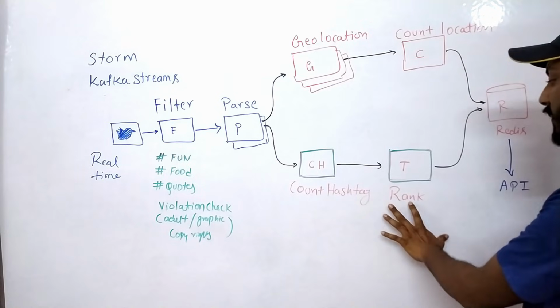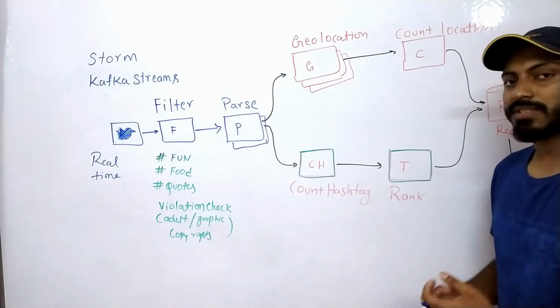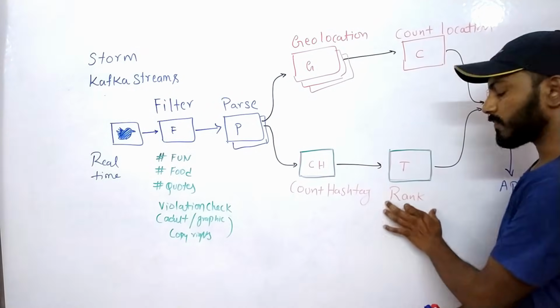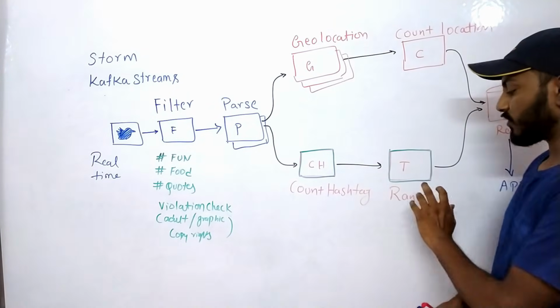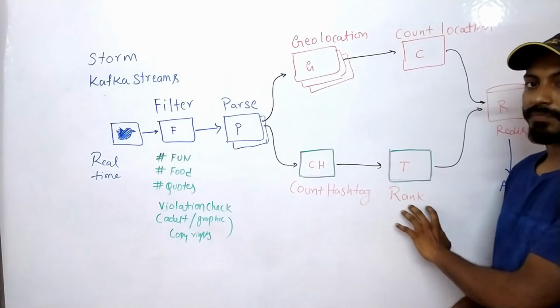In here, what happens is the rank operator figures out or gives a rank to each and every hashtag which this particular operator sees so far. Based on that, we know what hashtag is trending.